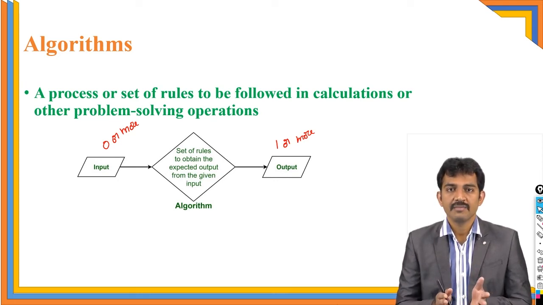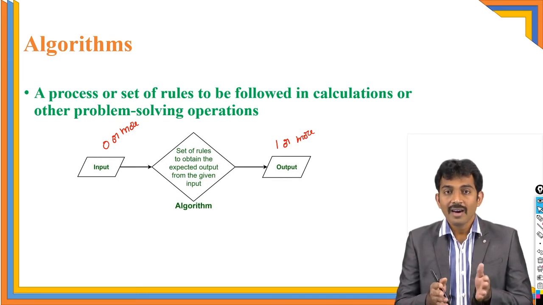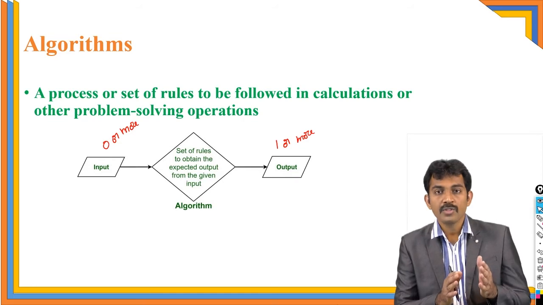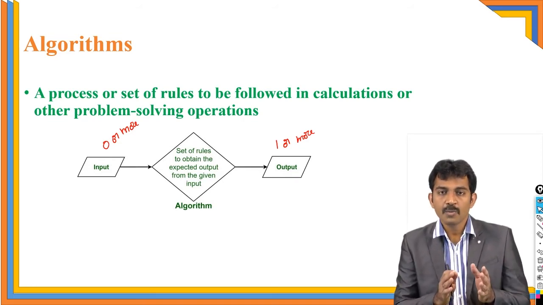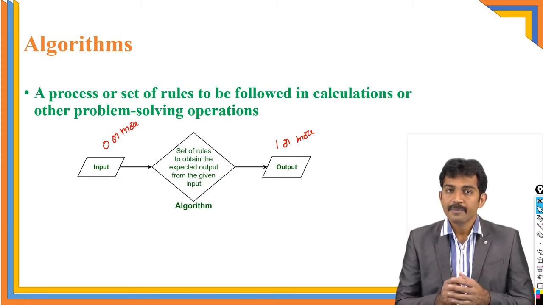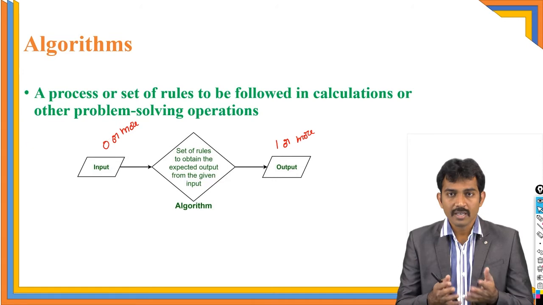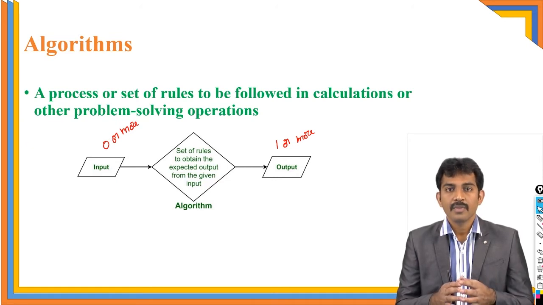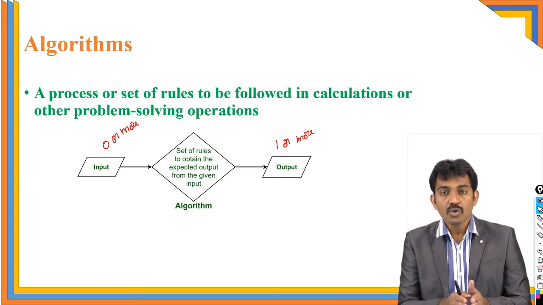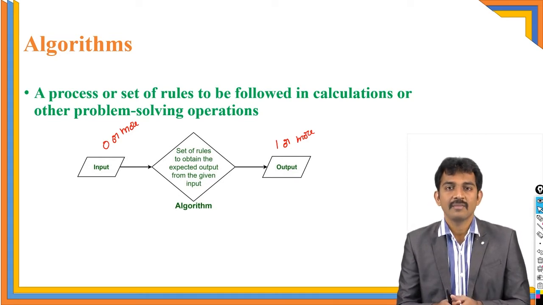See, making the tea, and coming to the college, and cooking the food, writing the exam, all are problems. If you solve the problems, you should follow some procedure, right? Suppose making the tea. You have to collect all the ingredients and you have to start your stove, right? If you follow some steps, yes or no? So all the steps together are called an algorithm.